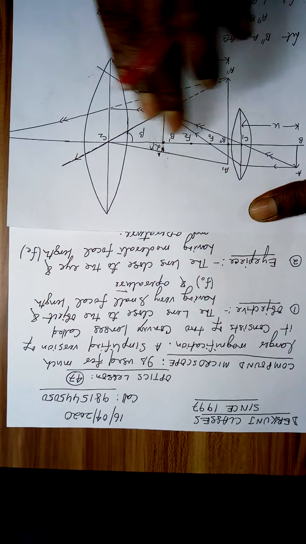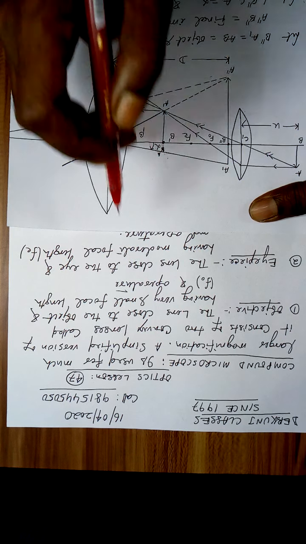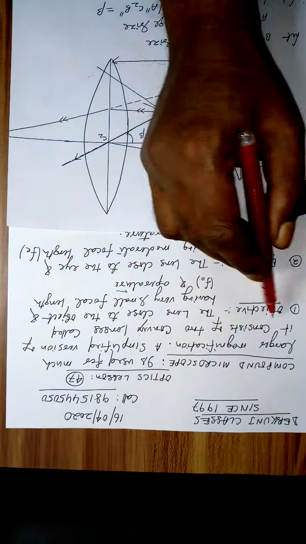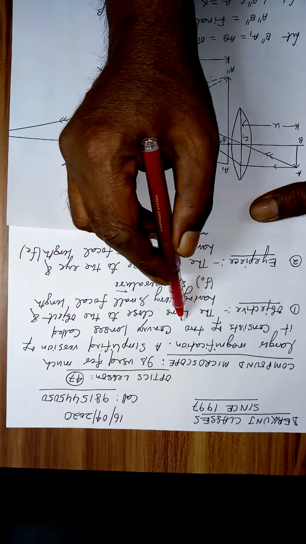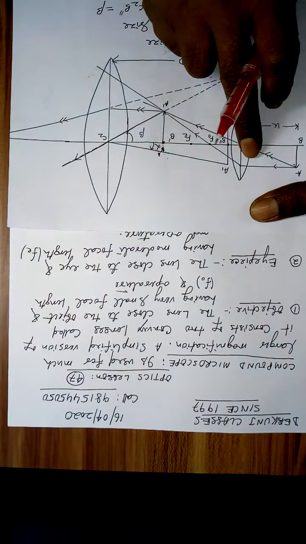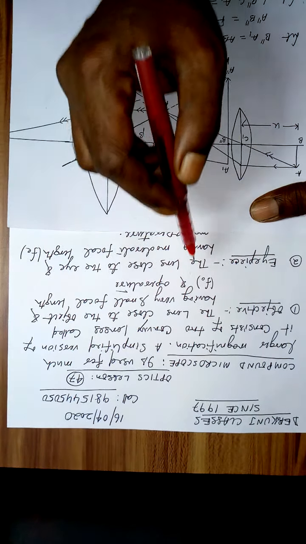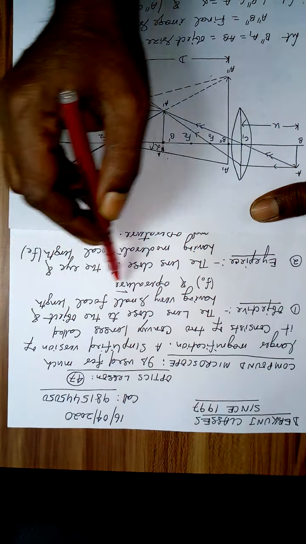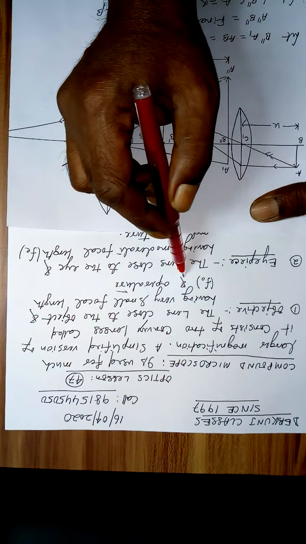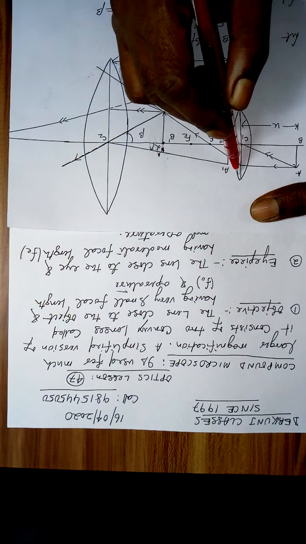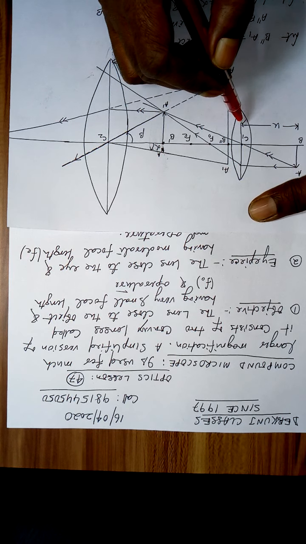The actual compound microscope is really complicated, but a simplified version of it consists of two convex lenses, the first and the second. The first one is called the objective lens. This lens, the lens close to the object, has a very small focal length f0 and a small aperture also. This is the object AB. This is close to this lens. This lens will be called the objective.